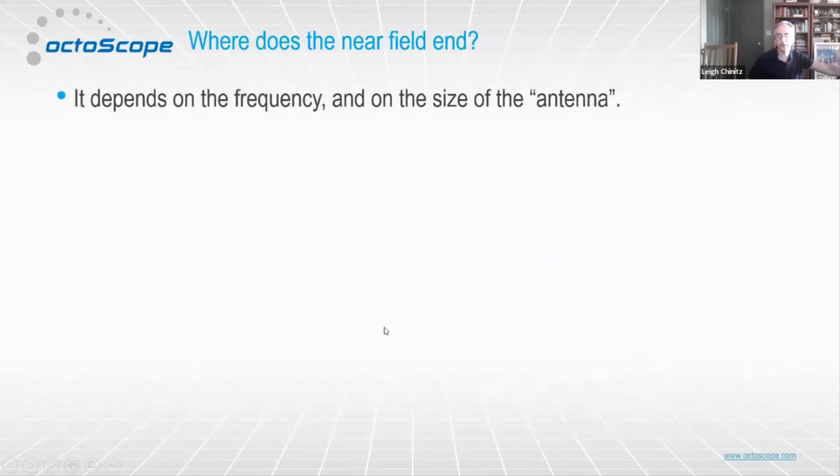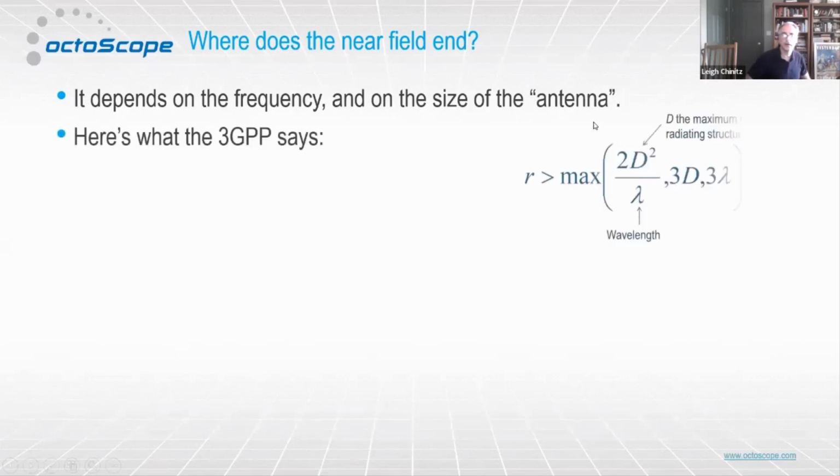Where is that? Terms like near and far don't help that much. But the near field actually depends on the frequency that you're operating at and the size of the antenna. I've put antenna in quotes here, and I'll explain why in a second. 3GPP actually defines the radius where the near field ends, and this is their definition. It's related to the frequency or the wavelength, and then D here is what I have as antenna in quotes. It's actually the biggest dimension of whatever is doing the radiating.